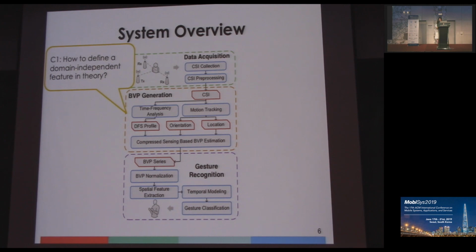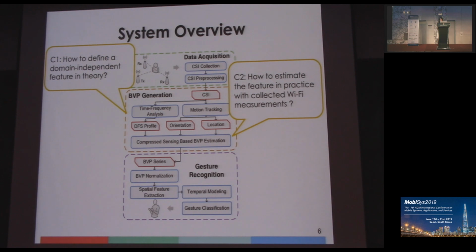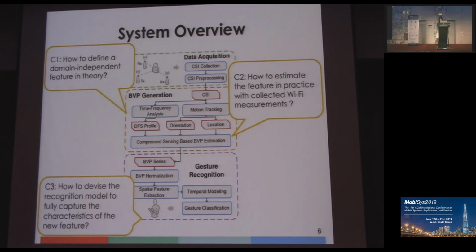Firstly, how we define the new feature that is domain-independent in theory. What kinds of characteristics it should have is what we need to think about. Secondly, how we extract the feature in practice with the collected Wi-Fi signals. And finally, with the new domain-independent feature as input, how we devise the upper recognition model to fully capture the information contained in the new feature and balance accuracy and complexity. Solving all three challenges is the main contribution of our paper.